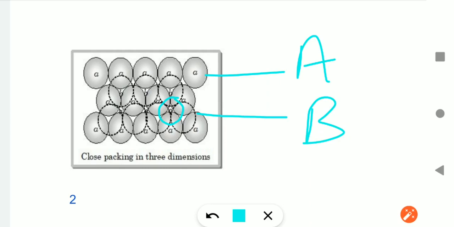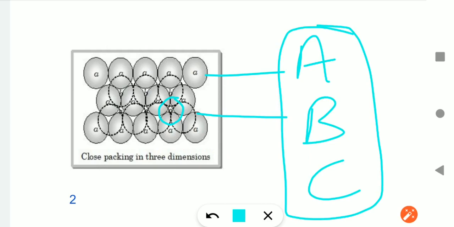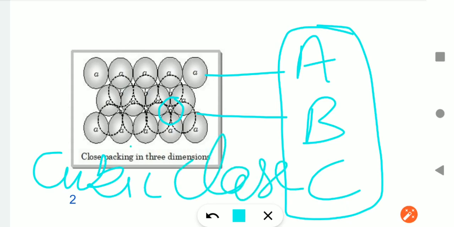Is it clear? So there is a pattern of three types of layer: layer A, layer B, layer C. And this type of crystal is known as cubic close packing. So students, four questions are there. First, you will understand very, very carefully. This may be a question in your exam. First, what is the pattern of layer in cubic close packing?